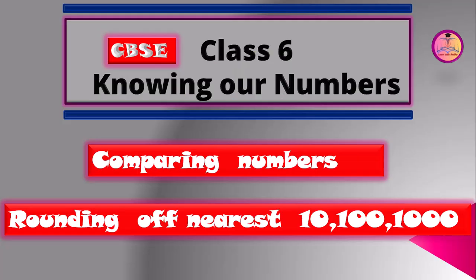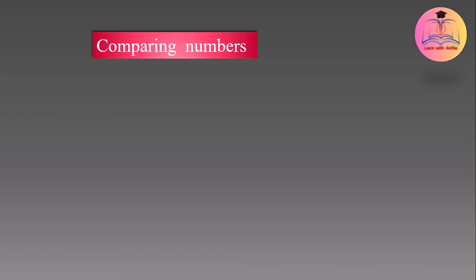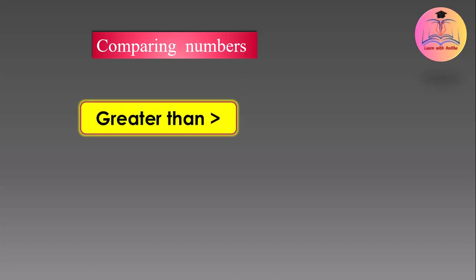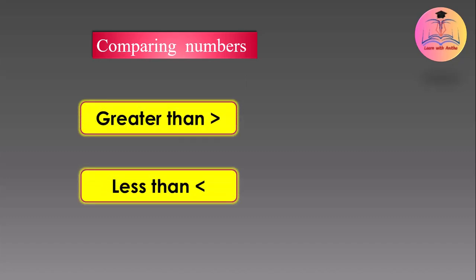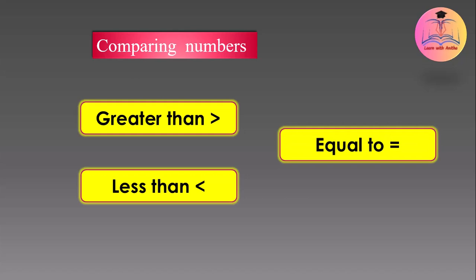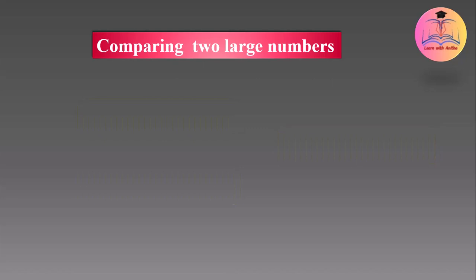Comparing numbers, rounding off to the nearest 10, 100, 1000, from class 6. Comparing numbers: any two numbers can be related to each other by any of the three relations. That is greater than, lesser than, equal to. These are the three relations. To compare two large numbers, we follow the three rules given here.